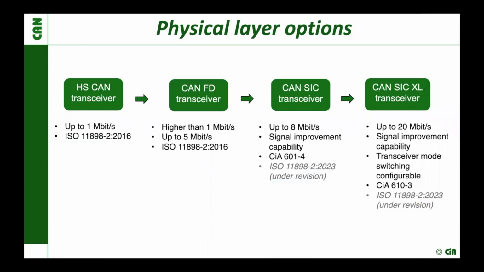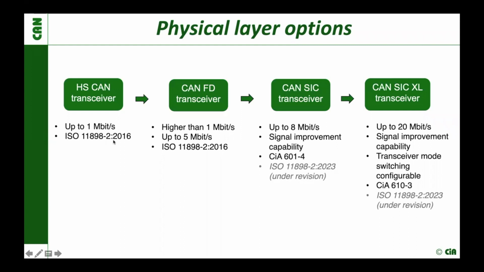One other important document of CAN XL is the 610-3 document. Here the CAN XL physical layer requirements are specified, so that means also the CiA XL transceivers. Just an overview of the physical layer options. There are different transceiver technologies used in CAN networks. This slide shows the evolution of the most used CAN transceiver types today, and also the newly developed transceivers.